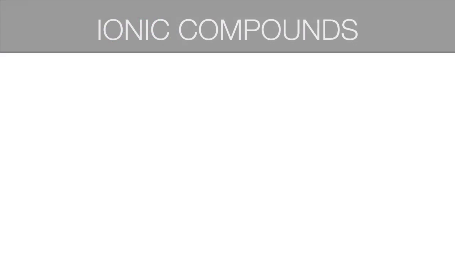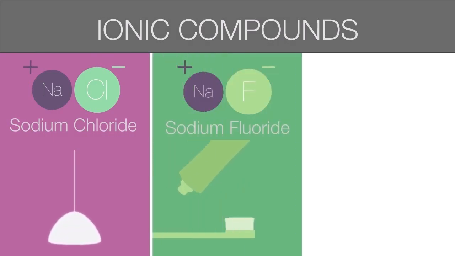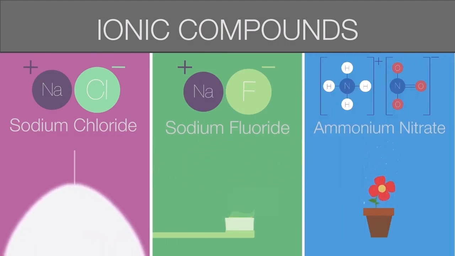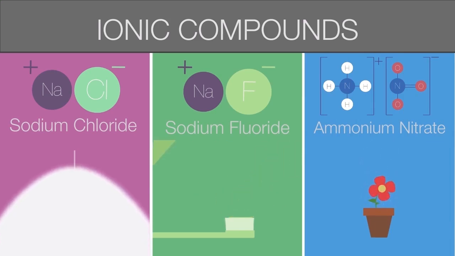Many ionic compounds do not just exist in a laboratory or in your chemistry homework. Sodium chloride is regular table salt. Sodium fluoride is added to toothpaste to help strengthen tooth enamel. Ammonium nitrate can be used to fertilize plants. Although their real-life applications are very different, they share a few key properties.